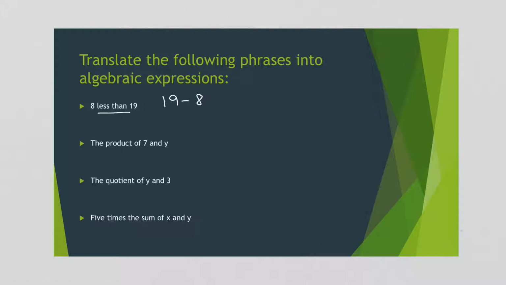The next one is the product of 7 and y. So product means multiply. So you could put 7y as your answer, or you could put 7 times y like that. You could put a dot in between. Get away from using x though as your multiplication, because now x is a variable. So use either the little dot or use just 7y is really preferred, but I would take either of these for full credit.